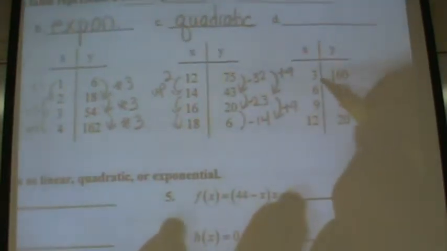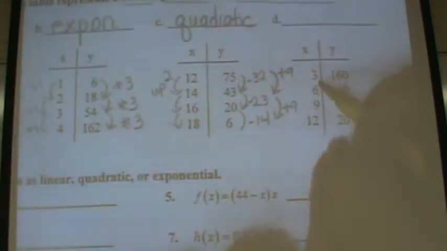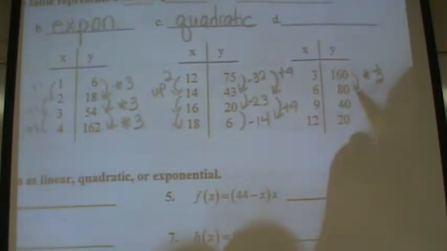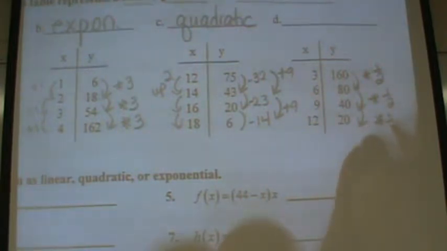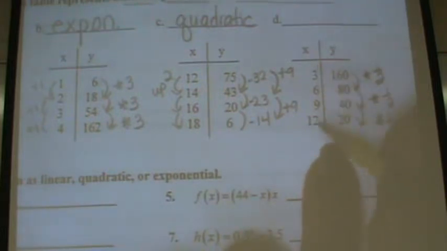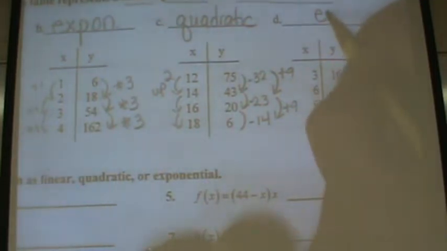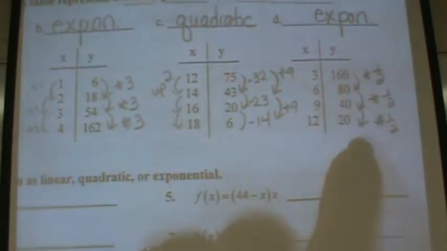And the last one, this x side is going up by 3, but what's it doing from 160 to 80? It's being multiplied by a half. And this is also being multiplied by a half. And this is being multiplied by a half. So what's this? If the x value is going up or down by a certain number, and the y is being multiplied or divided, this is exponential. Good job. Exponential.